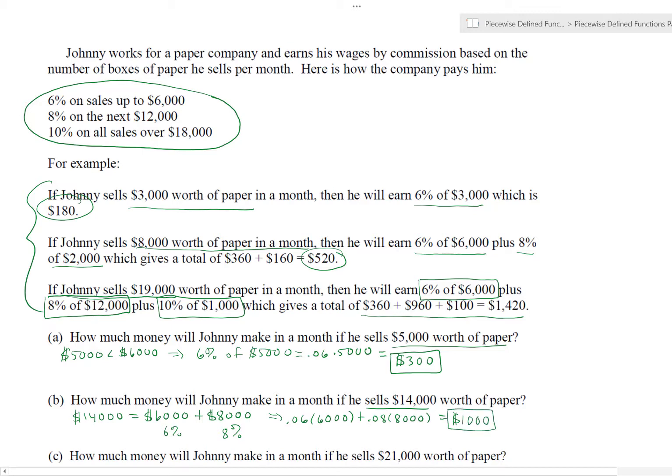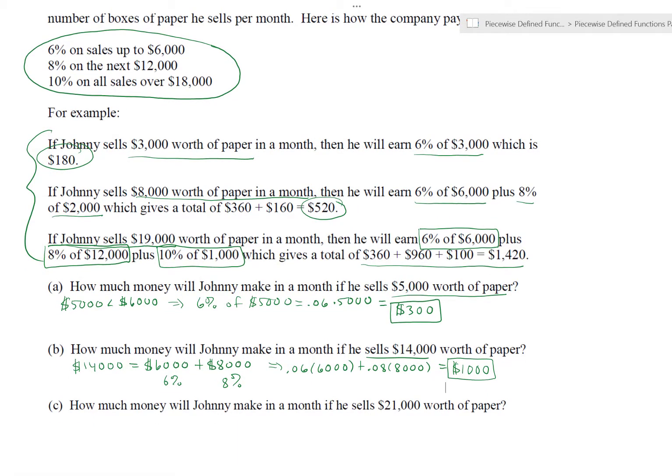He's moving up. All right, finally, one more before we start getting functiony over here. What if he sells $21,000 worth of paper in a month? Breaking it down by the commission scale above, 21,000 is the same as 6,000 plus 12,000, that totals 18, plus another 3,000. The first $6,000, he gets 6%. The next 12,000, 8% of that. And finally, anything after the first 18,000, he gets 10% of that.